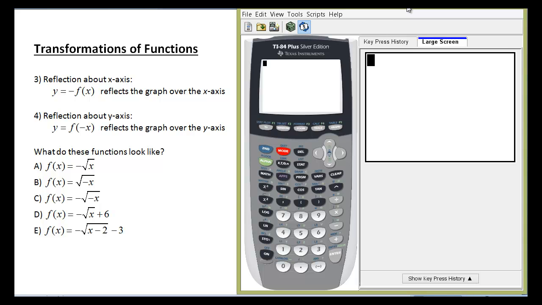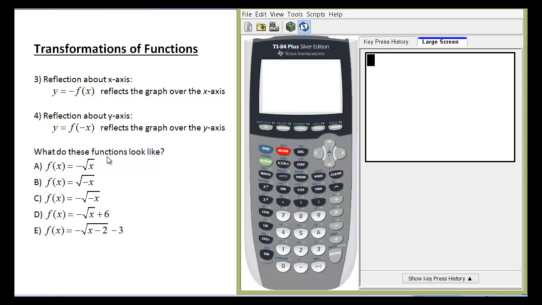This video is a continuation of transformations of functions, and this time we're going to do reflections. We can reflect a function about the x-axis. Think of it as holding a mirror on the x-axis, and you would see its image reflected on the other side of the x-axis, or we can do a reflection about the y-axis. So think of a mirror being held on the y-axis, and what would that reflection look like?